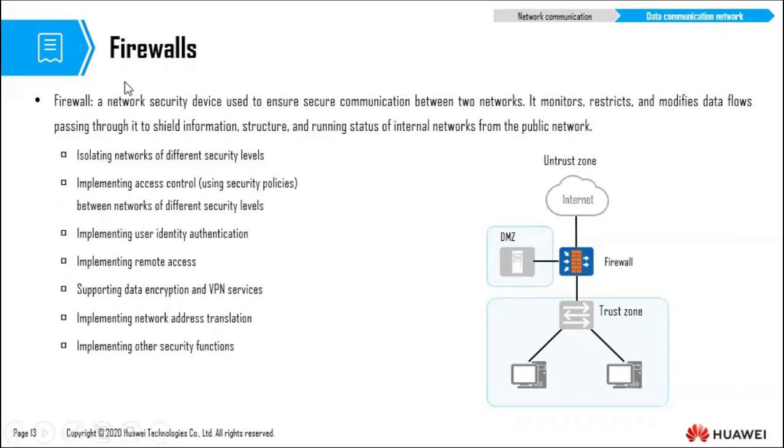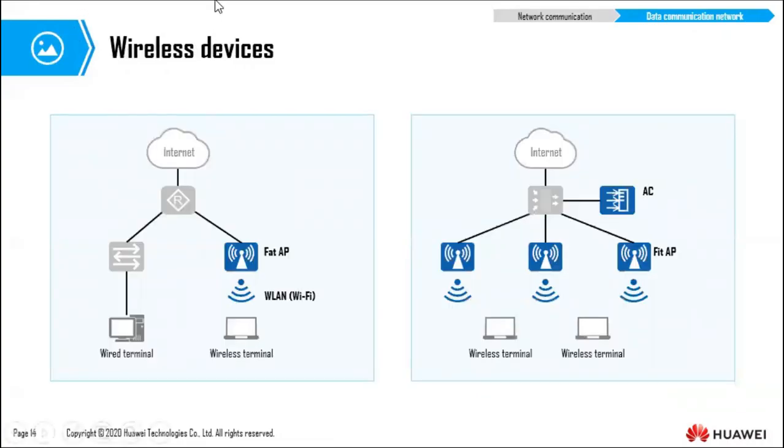Okay. So let's look at wireless devices. Over the years, networks have shifted from being wired to wireless. For very many years, we've had wired network connection, meaning that at the access layer, you are going to be connected to the access switch via a cable. That cable might be a fiber cable, or it might be an Ethernet cable.